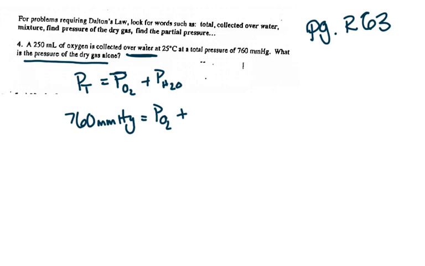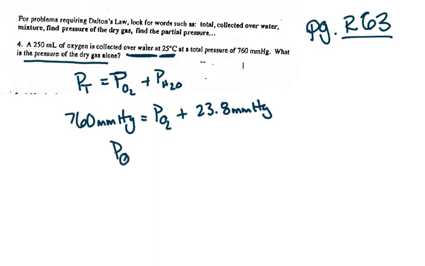There's a water vapor pressure table like at the top of that page, R63. And so what I do is look it up by the degrees Celsius. So on that table, I'm going to find 25 degrees Celsius. And at 25 degrees Celsius, the pressure of water in millimeters of mercury is 23.8 millimeters of mercury. So that's a constant that I looked up in my book.